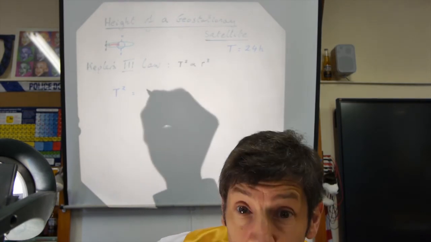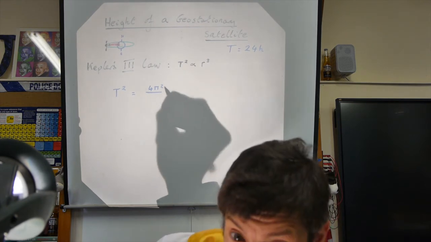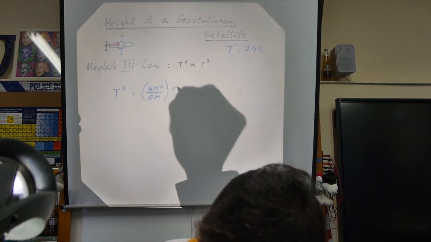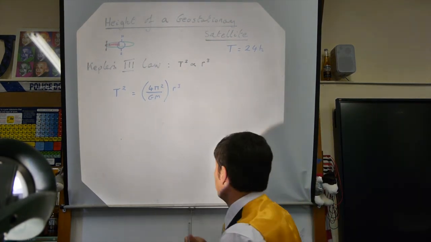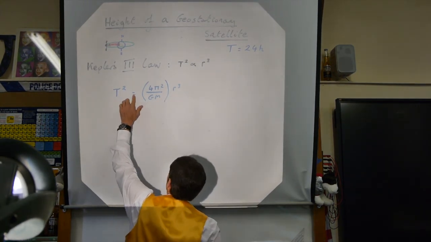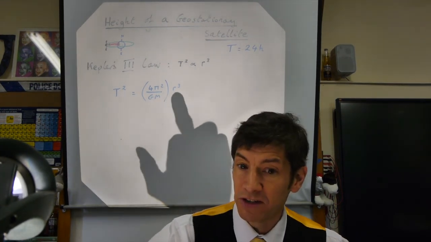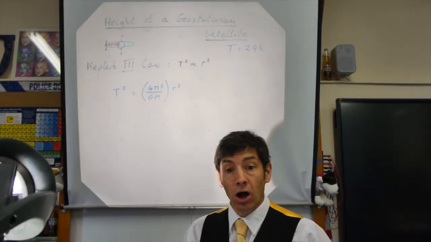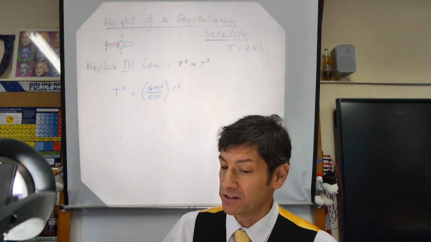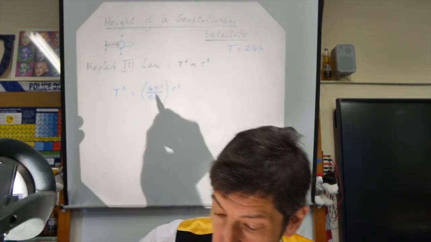is equal to, and then it was quite a complicated bit, 4 pi squared over GM, all in brackets, r cubed. Obviously you don't need the brackets there, you can put the r cubed in here, but there is your T squared is proportional to r cubed. So what we're going to try and prize out is what's r going to be. And then we need to remember that that isn't the height of the satellite, that's from the centre of the Earth.